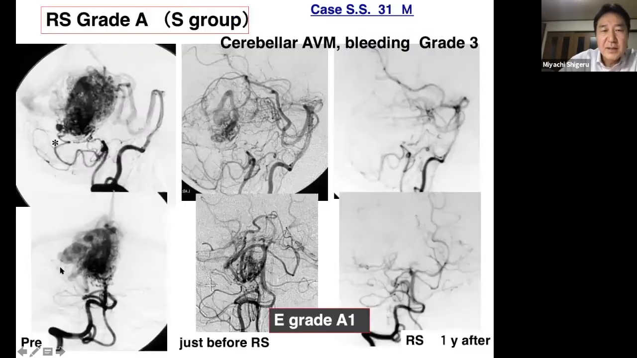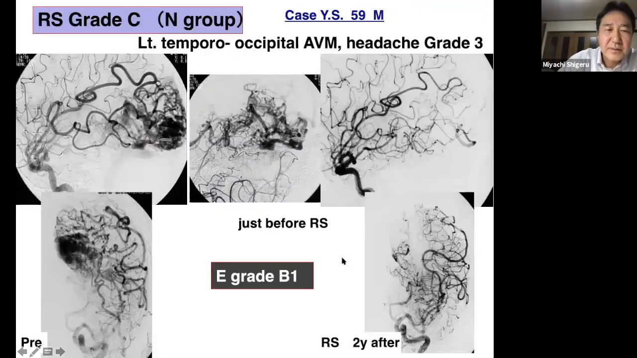For example, this is a grade A1: a good embolization with good penetration of the nidus, so there is only a small remaining nidus after the embolization. With radiosurgery at 1 year, it was totally occluded. So good embolization results in a good radiosurgical result.